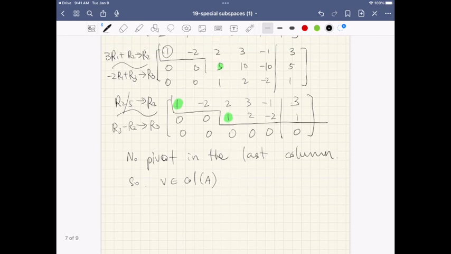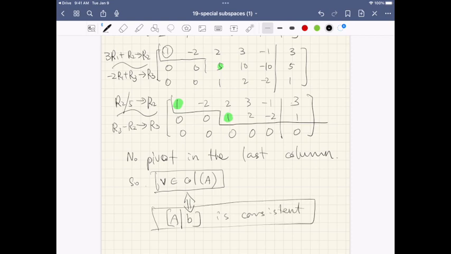So if we conclude, if you want to check if a given vector V is in the column space of A, it is equivalent to ask if the system is consistent. Not B, it's V.